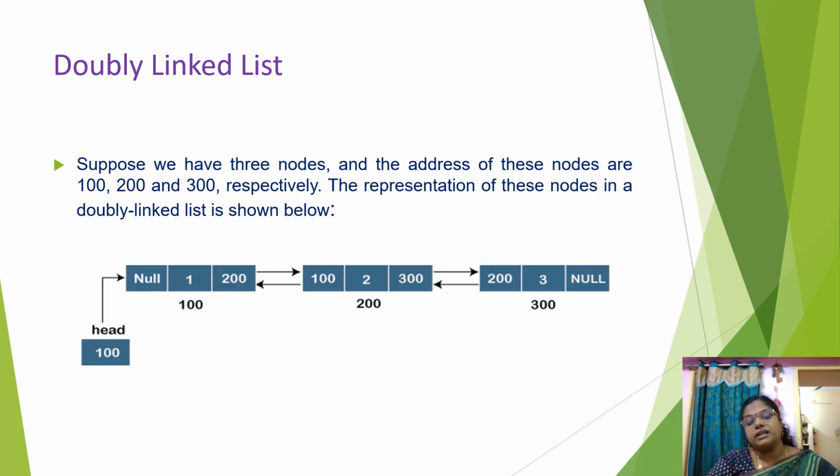Doubly linked list. Suppose we have three nodes. The addresses of these three nodes are 100, 200 and 300 respectively. In this representation, every node contains two address parts. One address part contains the address of the next node, the other address part contains the address of the previous node. In this representation, the first node, the initial node, has the address part of the previous node with the value null because it doesn't point to any node.